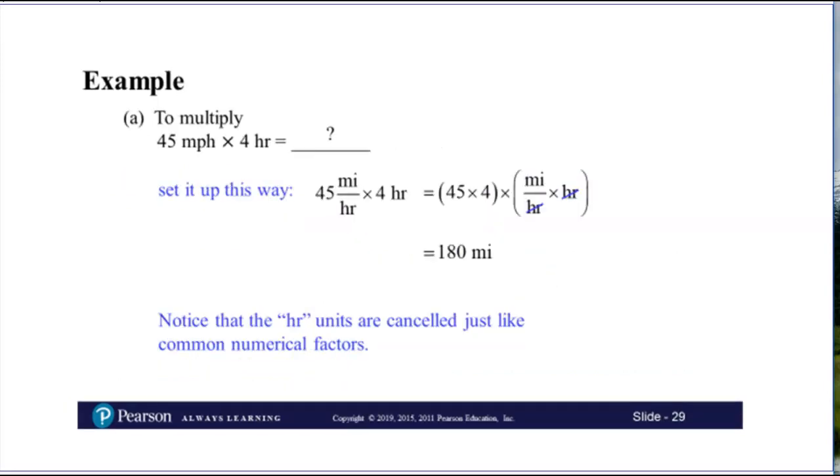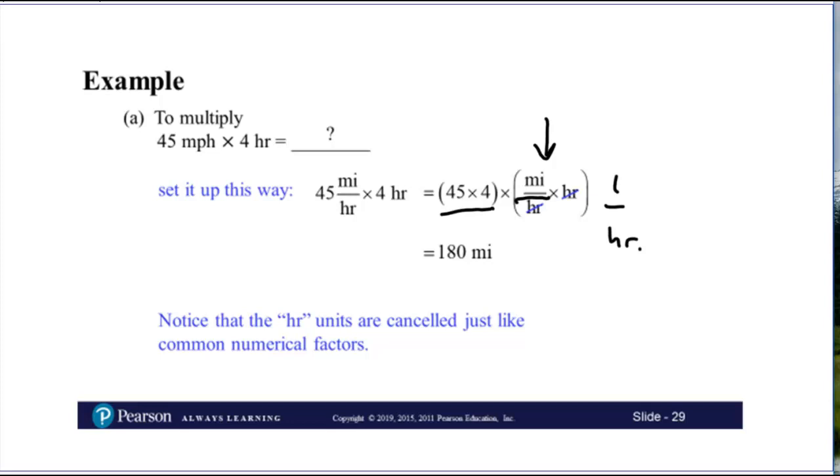So to multiply miles per hour times another value, we're going to do the same thing. We're just going to multiply the values, 45 times 4, and then miles per hour times hour. So notice on this one right here, it's miles per hour, per being a mathematical term we know, and it means division, so miles per hour, miles divided by hour, times the hour.